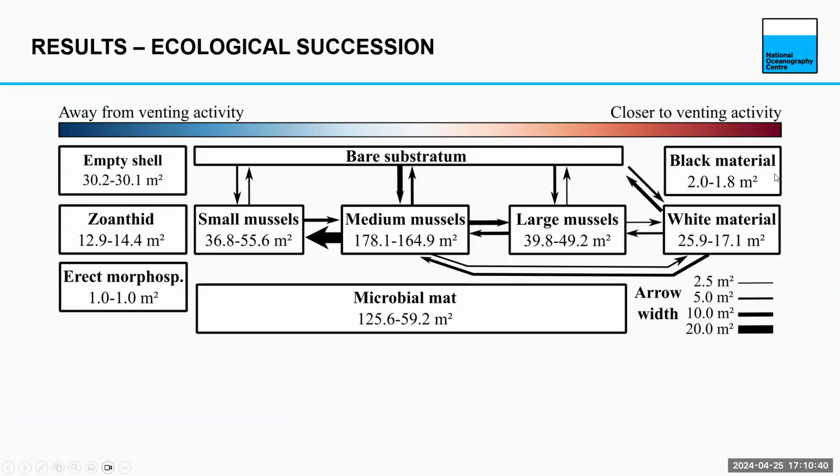Those boxes are organized according to the known distribution of substrata and assemblages. So for example, black and white material closer to venting activity, large and smaller mussels, and then in the periphery, empty shells, zoanthids, and so on. You can see the microbiomats occupy a wide array of conditions and niches, temperature niches. In these boxes, the left number shows the total cover that was counted in 2015, and the right number is the total cover in 2020.